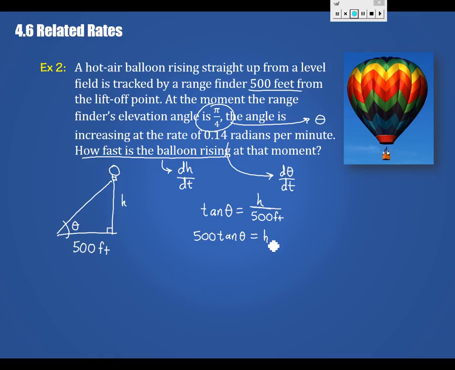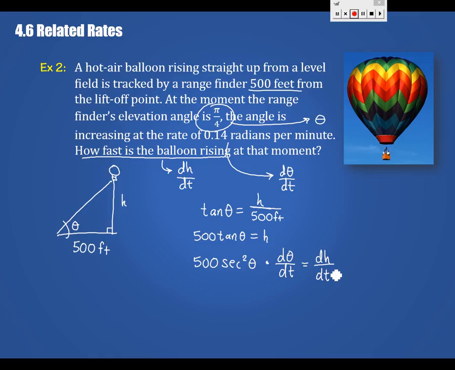Okay. So if you're ready to differentiate, it's a good thing we know the derivative of tangent. What is it, Grace? You love that one. Okay. 500 secant squared theta times, yeah? Everybody, d theta dt. Chain rule, and the derivative of h with respect to t is just dh dt. And then I think we're in a good way right now, right?